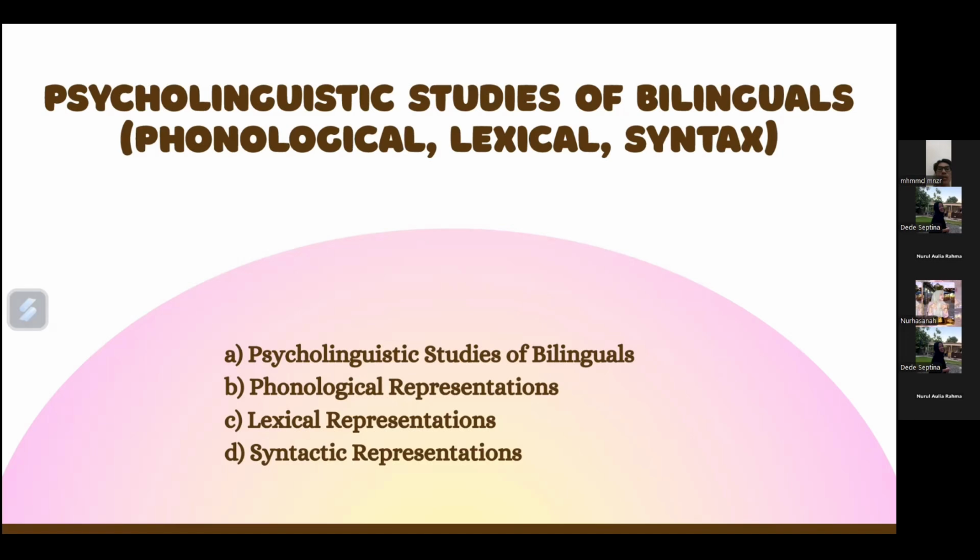Also, studies using the Stroop test and picture-word interference paradigms have shown that bilinguals activate both languages simultaneously, even when only one is in use. This suggests that lexical access is non-selective, meaning that bilinguals must constantly manage cross-language interference.